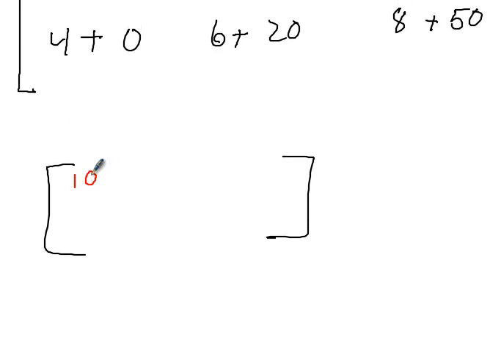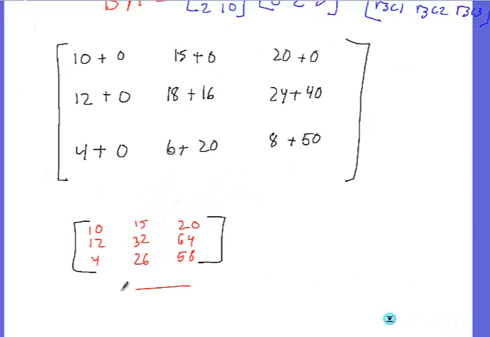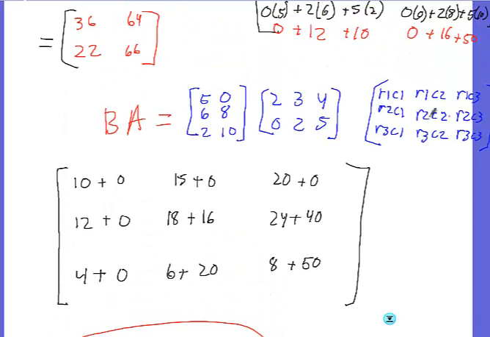10 and 0 is 10. 12 and 0 is 12. 4 and 0 is 4. 15 and 0 is 15. 16 and 16 is 32. 6 plus 20 is 26. 20 and 0 is 20. 24 and 40 is 64. 8 and 50 is 58. All right, and that is our answer. Again, it's a lot of work, but I do believe it gets easier if you write what your answer matrix is going to be. Therefore, you know each part of the matrix is just what row times what column.